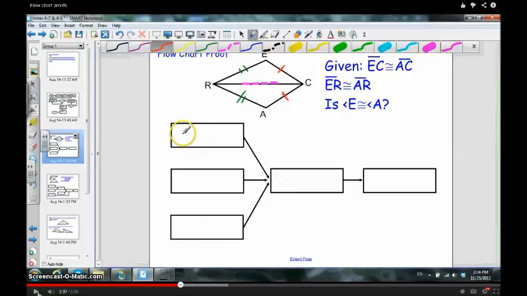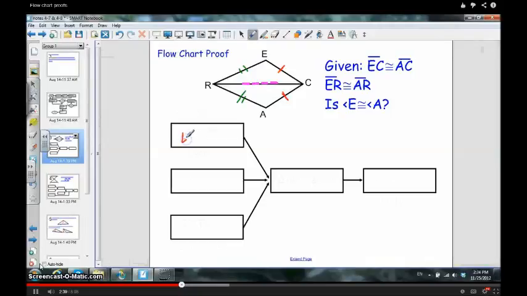Okay, let's hear from Ariana. What does CPCTC stand for? Corresponding parts of congruent triangles. Yes, good. Corresponding parts of congruent triangles are congruent. All right, that's something you need to know.